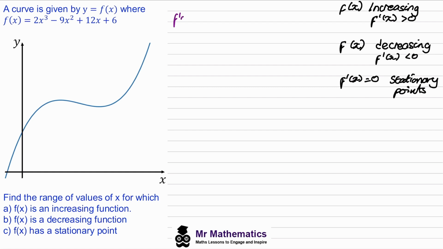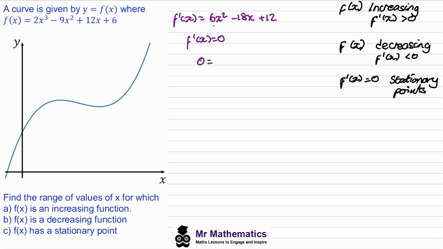So f dash of x will be equal to, when we differentiate 2x cubed, we get 6x squared. When we differentiate 9x squared, we get minus 18x. Differentiate 12x, we get 12. And this constant will go. So now we need to find when this equals 0. So we'll set f dash of x equal to 0, and then we'll solve this equation.